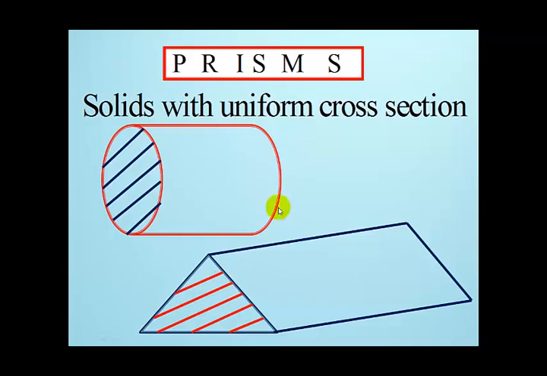Now let's consider prisms. Prisms are solids with uniform cross section. These are examples. You have a cylinder in which the cross section is a circle as shown, and we also have a triangular prism. The cross section is a triangle, also as shown.